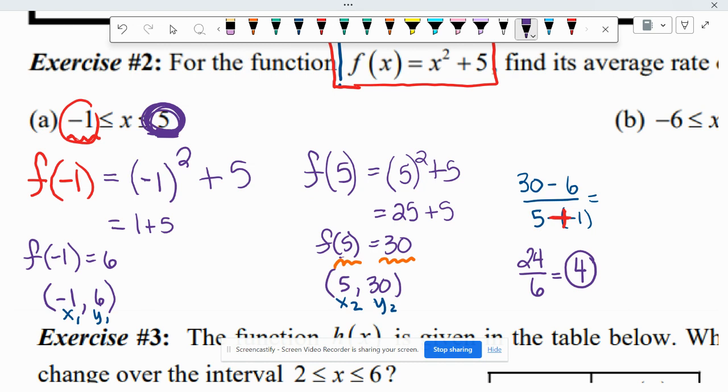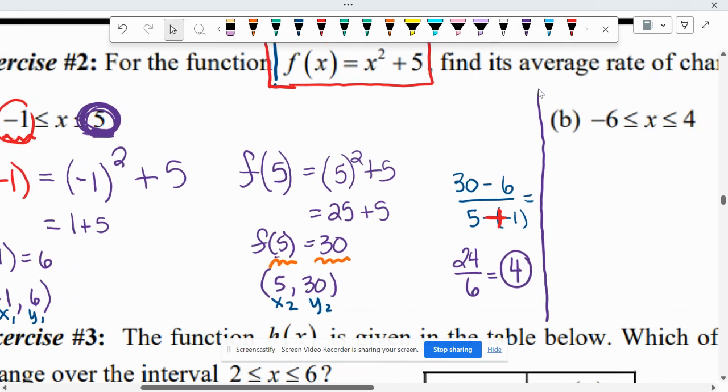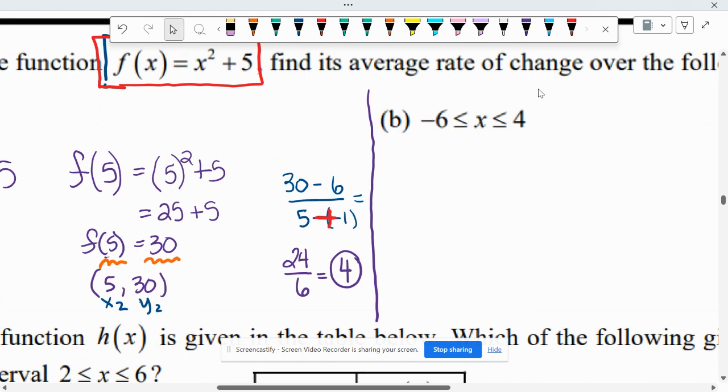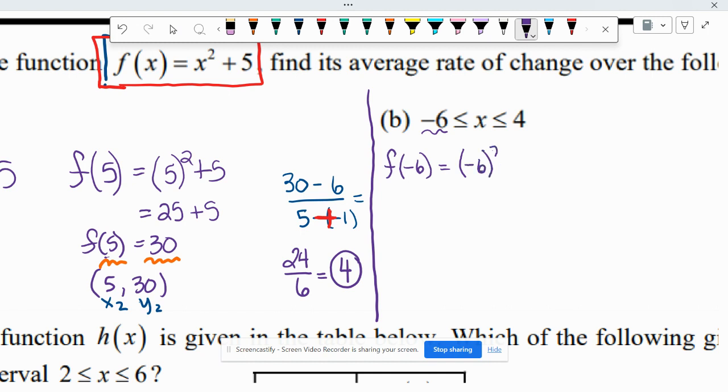So we're going to do it again using the same function, but we have two different input values. So we're just evaluating our function for the given value and turning those into ordered pairs. So what are we using as our input values? So let's start with -6. f of -6 equals -6, the quantity squared, plus 5.